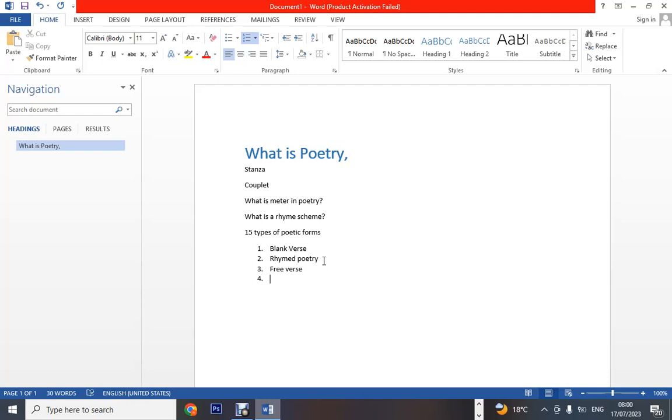Then epics. An epic poem is a lengthy narrative work of poetry. These long poems typically detail extraordinary feats and adventures of characters from a distant past. Okay, that is the epic poetry. Then we have the narrative poetry.